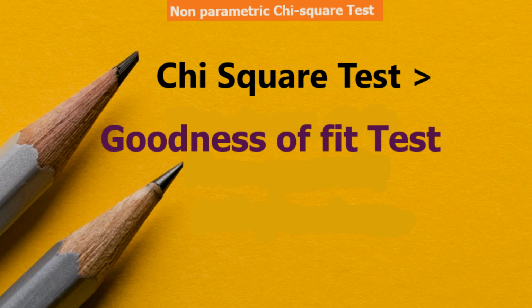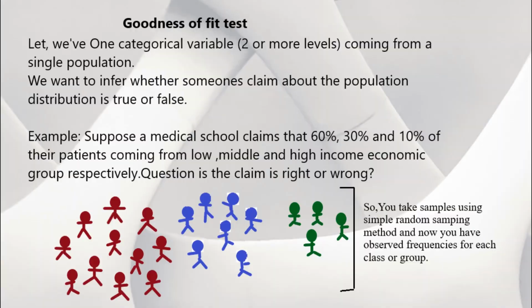In this video, we will discuss the goodness of fit test. So, what is the goodness of fit test? This is a non-parametric chi-square test. We use this test if we have one categorical variable coming from a single population and want to infer whether someone's claim about the population distribution is true or false.